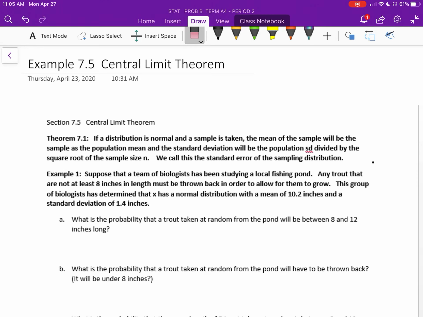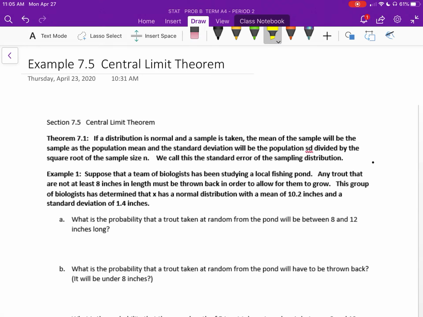Okay, so our last example from last week was section 7.5, where we have two theorems that help us deal with problems where we know the sample size, which means we know how many we're dealing with. You can't always have an unlimited amount of data, so in the real world, we usually have a sample. So the first one I want to look at here is what happens when we know the sample size.